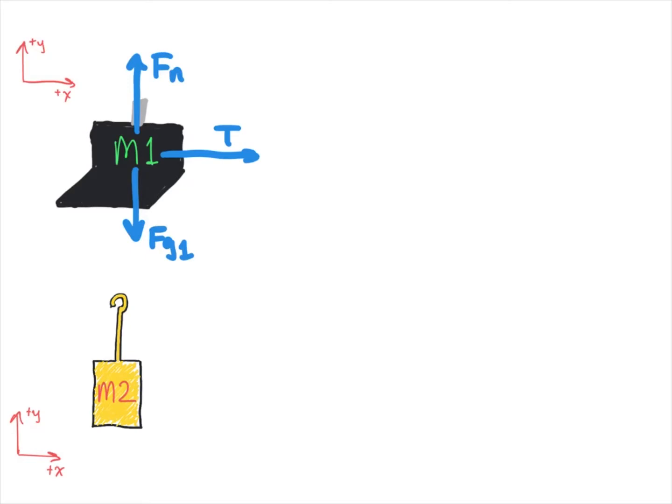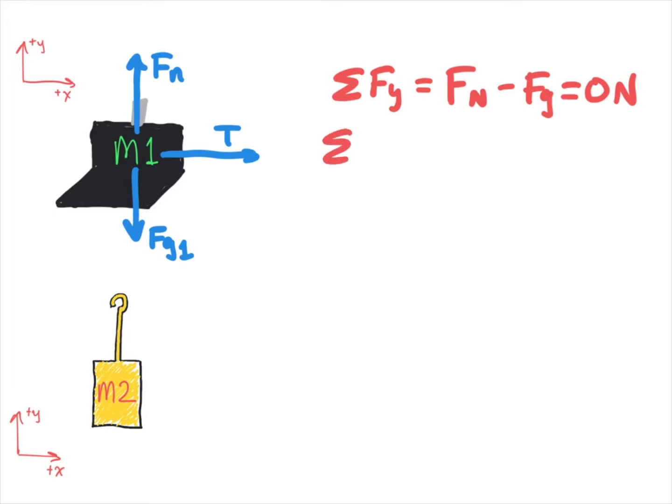We'll next set up a system of equations to analyze the forces that are acting on M1. In the vertical direction, the sum of the forces ends up being equal to the normal force acting upward minus the force due to gravity acting in the downward direction. And these two forces end up canceling each other out as a result of them having equal magnitudes but acting in opposite directions. In the horizontal direction, however, there's really only one force that's acting on it. That is the force due to tension.